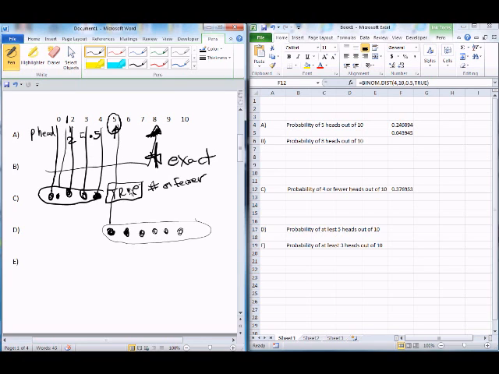Now, remember the true is only good for fewer. If I type in false, it's exactly 5 heads. Well, I don't want exactly 5 heads. If I type in true, it would be 5 or less. But I don't want 5 or less. I want 5 or more. So remember last week in probability, when you add up the probabilities of a sample, what do you get when you add up all the probabilities of a sample?